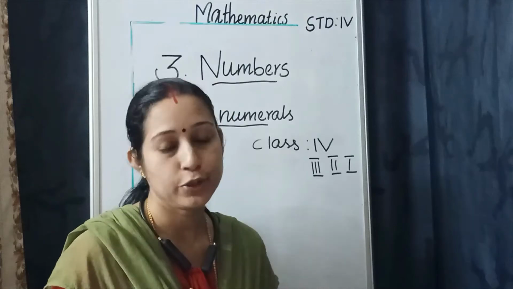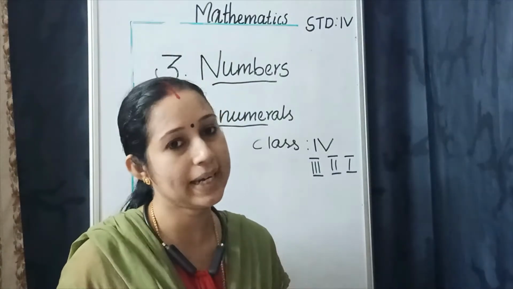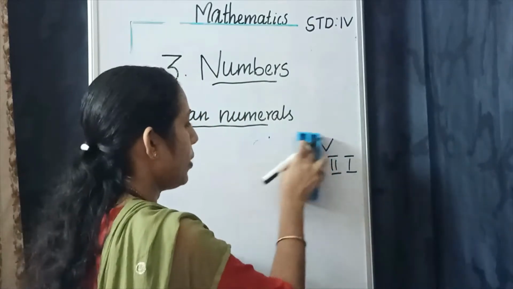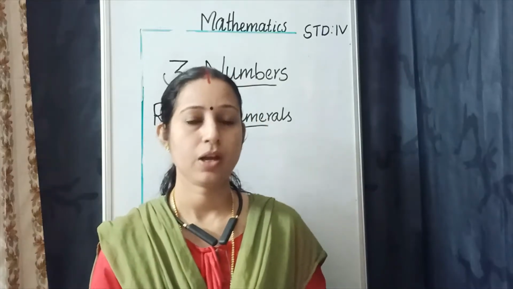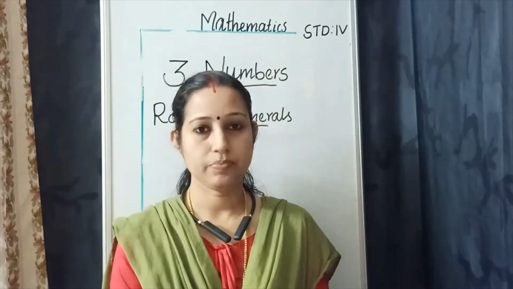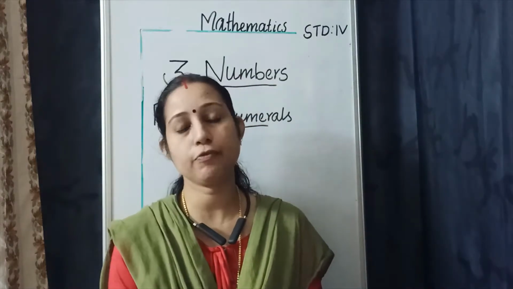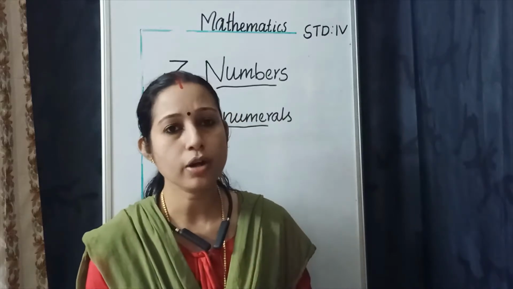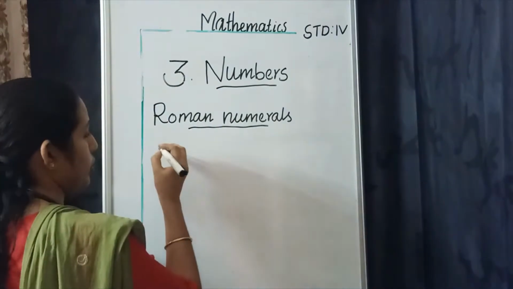Roman numerals. We use these Roman numerals in our daily life. So let's learn what Roman numerals are. We know that the numbers 1, 2, 3, 4, etcetera are natural numbers that we use to count objects. The numbers 1, 2, 3, 4, etcetera are called Hindu-Arabic numerals.